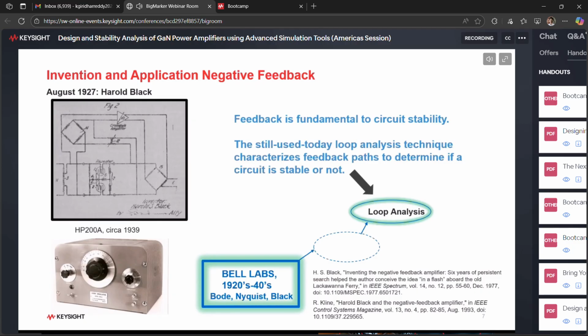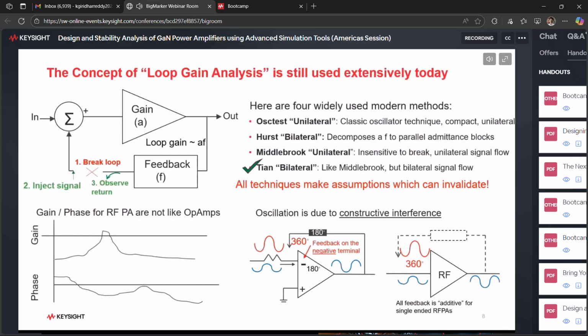And this idea of feedback, we still apply it today in stability analysis, and this is done using what we call loop analysis. So loop gain or loop analysis, this is still a very, very useful technique. If you've taken an analog circuits class, you've already seen this technique. Essentially, on the left-hand side, this describes it. So we have a signal that comes in, and it goes through a gain block, and then it comes back around through a feedback network, and comes back and adds with the input. That's basically the way these feedback circuits work.